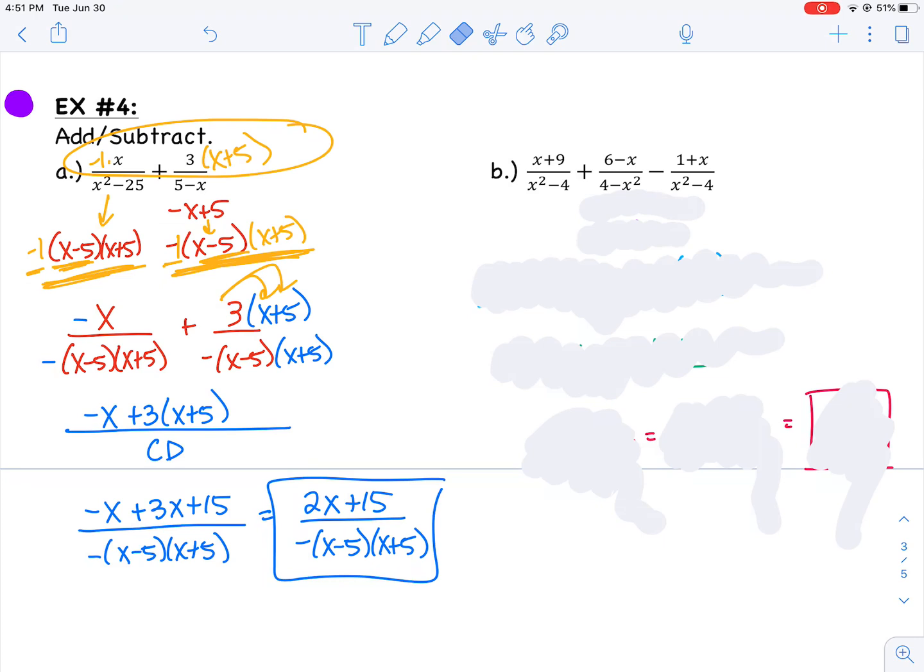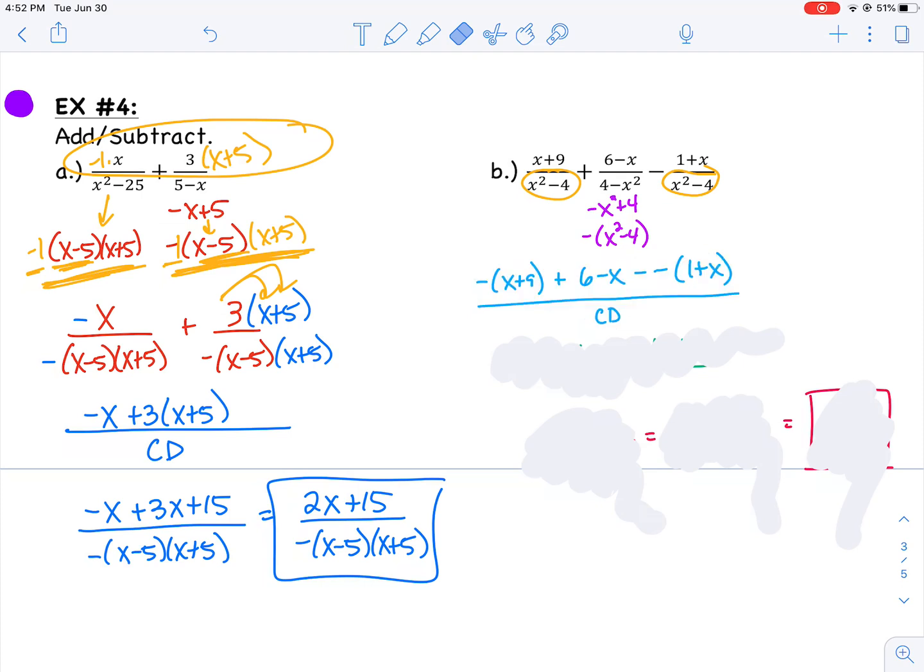All right, let's look at B. Ooh, B looks like a good one. Has lots of different things going on, 3 different fractions that we're adding and subtracting. We still just need to get a common denominator before we can put all 3 of them together. It looks like the first denominator and the third denominator are exactly the same thing. That's cool, but the middle one's a little bit out of order. So put it in order, factor out a negative 1, and now it looks really close to the other 2. It just has an extra negative 1, doesn't it?